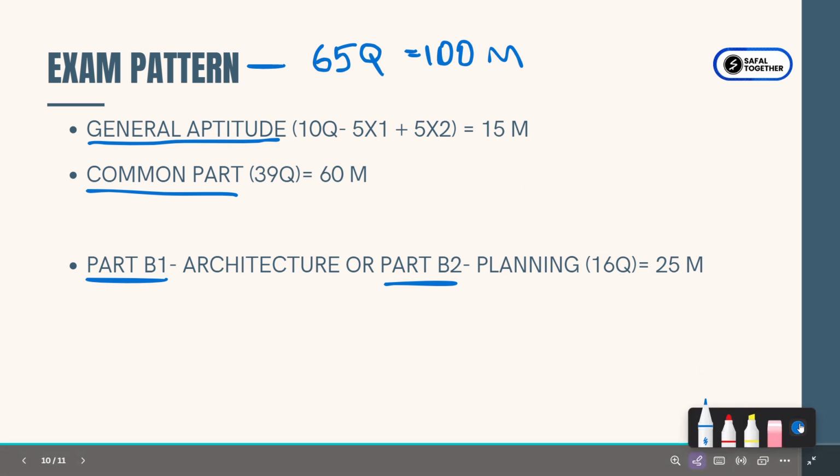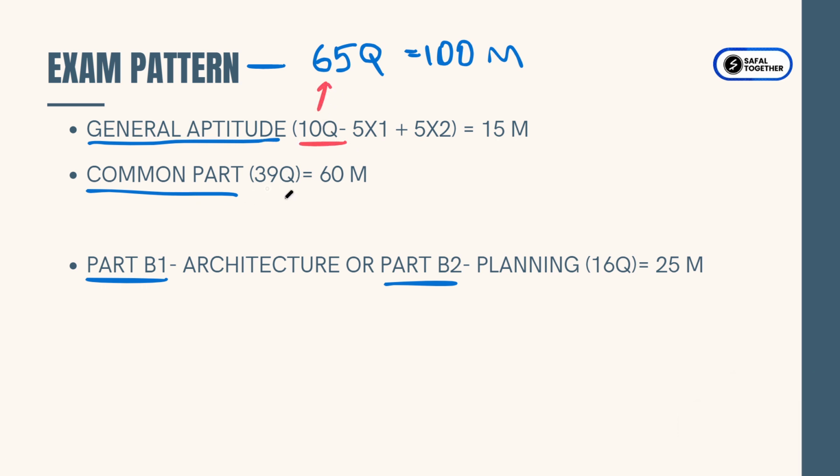How is the 65 split up? Your aptitude section consists of about 10 questions of the 65. Your common part consists of about 39 questions and your optional part consists of about 16 questions. With respect to the marks, it includes 15 marks from general aptitude, 60 marks from your common part, and 25 marks from your part B1 or part B2. So this is the basic thing.